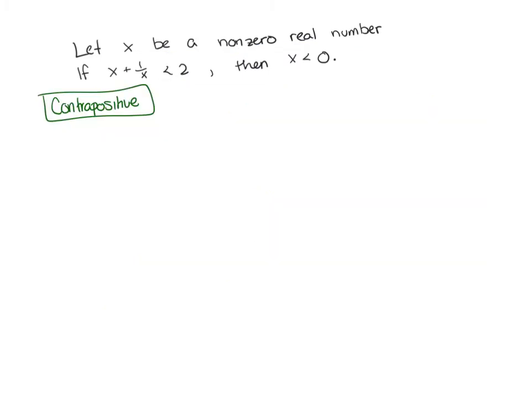All right, let's go ahead and do this proof by contrapositive. I want to assume the negation. So assume, again, x is a non-zero real number. That's always going to be true. x is a real number, x is not equal to 0, but also the negation of the conclusion: x is greater than or equal to 0. Now, I'm assuming it's both not equal to 0 and greater than or equal to 0. So really, you could say that's the same as assuming x is strictly greater than 0.